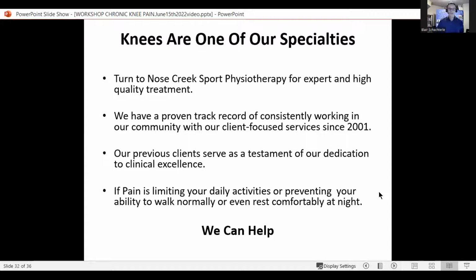So knees are one of our specialties. So yeah, basically turn to us if you need some expert and high quality treatments for your knees. We've got a proven track record of consistently working in our community, being very client focused since 2001, actually. Our previous clients serve as testament to our dedication to our clinical excellence. And if you have any pain that's limiting your daily activity or preventing your ability to walk normal or even rest comfortably at night, we can help.